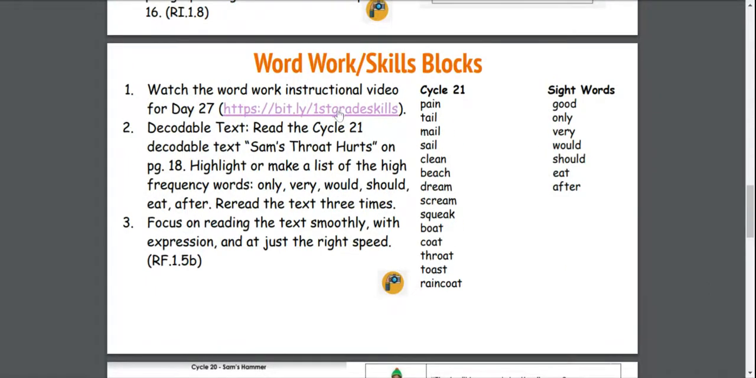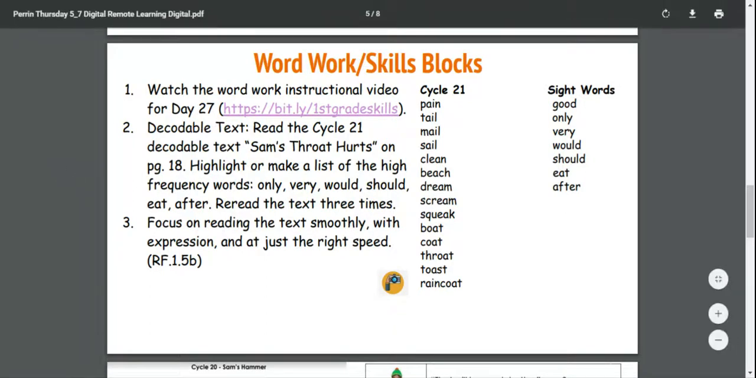Okay, then your word work study skills, you need to watch this video. It's going to tell you exactly what to do. I want you to read Sam's Throat Hurts and highlight or make a list of the high frequency words only: very, would, should, eat, after. It's very important that you read the text 3 times.